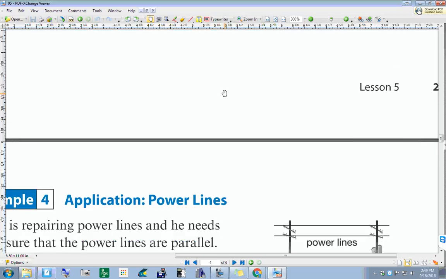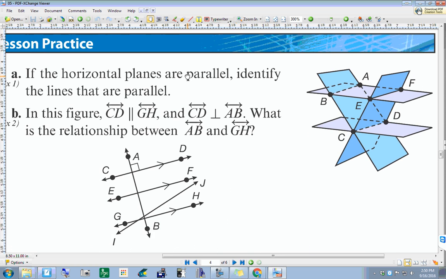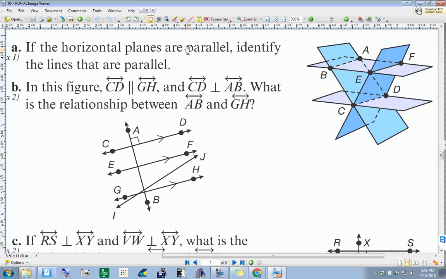So, here we go. A little practice here. If I have A there, and I say if the horizontal planes are parallel, identify lines that are parallel. So, let's see. We've got to make sure that I go down to 14. Got to make sure that we get everybody in there. Wouldn't want to leave anybody short. Oops, wrong one. Okay. No, we don't have 124. 1.